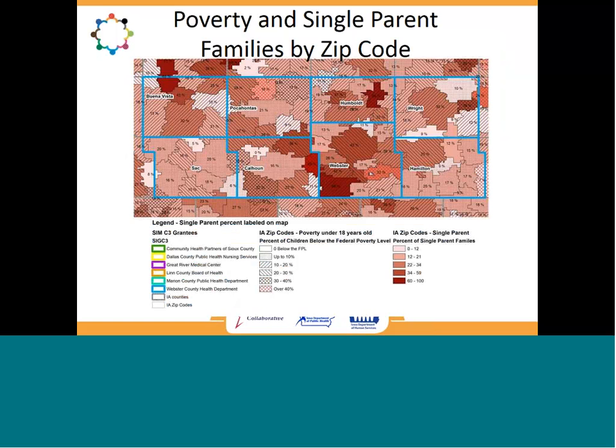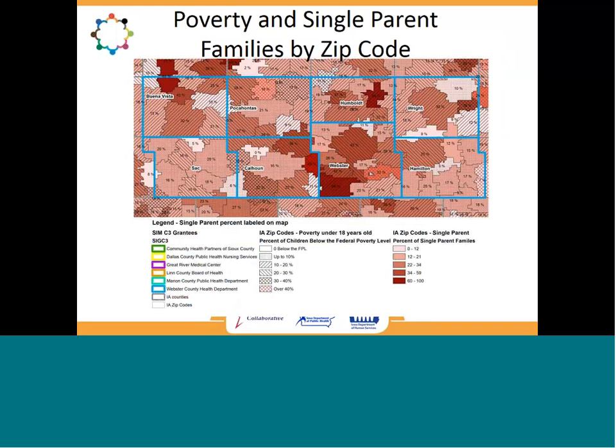All right, the next slide is poverty in single-parent families by zip code. What we've done in this slide is we just added one more layer, the light red to dark red, and it is the percentage of single-parent families. So now you have 4 different layers going on all at once, and we've labeled the percentage of single-parent families. So on this map, one can see a correlation between zip codes with a high percentage of child poverty and a high percentage of single-parent families.